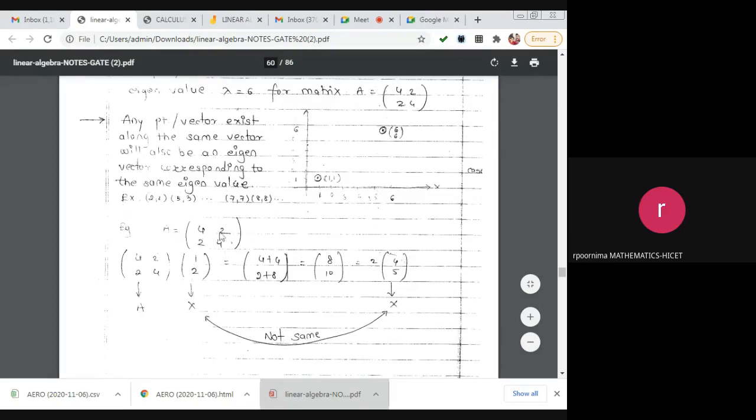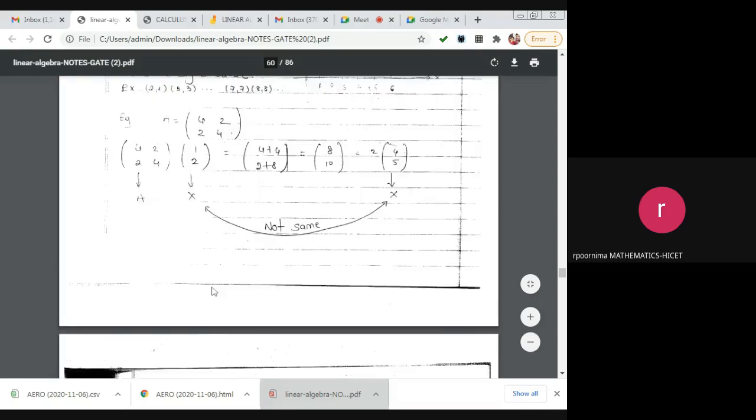Then the same matrix given, (4, 2; 2, 4). So 4 plus 2, that is 2, 4. Then the solution is (1, 2), which is equal to 4 plus 4 and 2 plus 8. How are we getting 4 plus 4? You are adding the diagonal terms, then 2 plus that value. Okay, the first starting value, 2 plus 8. So 8, 10 you will be getting. So 2 into (4, 5), which is not the same.